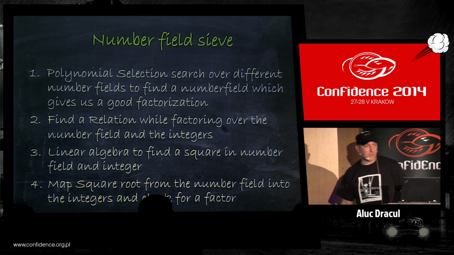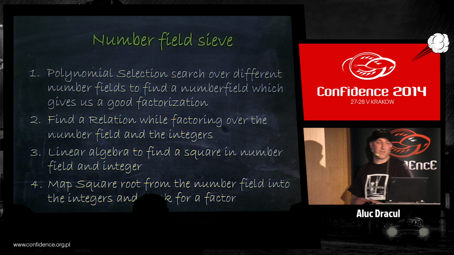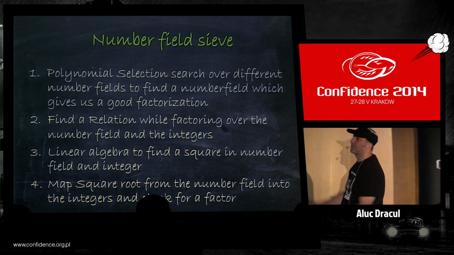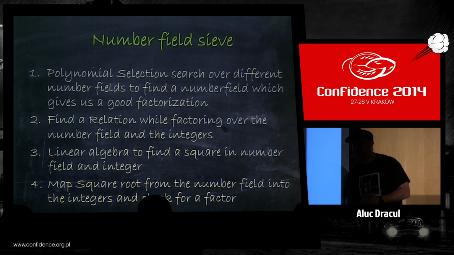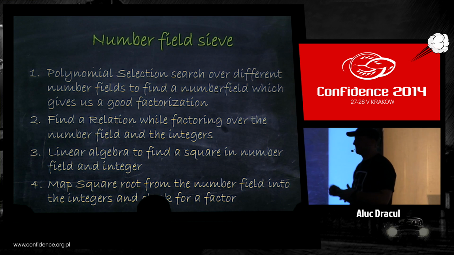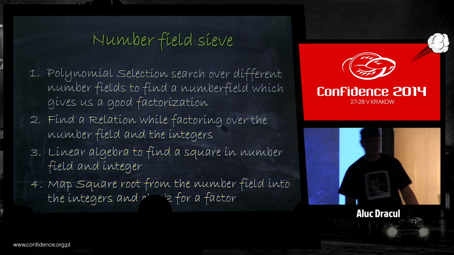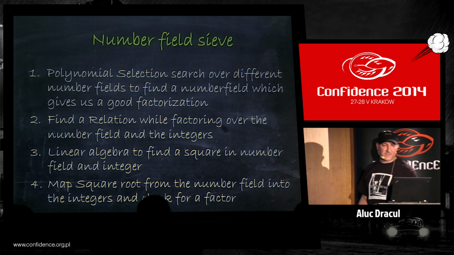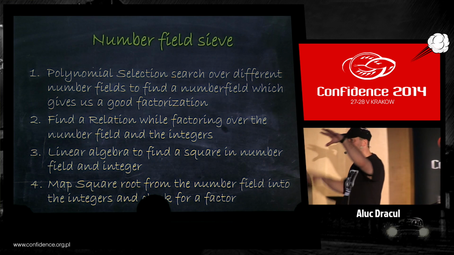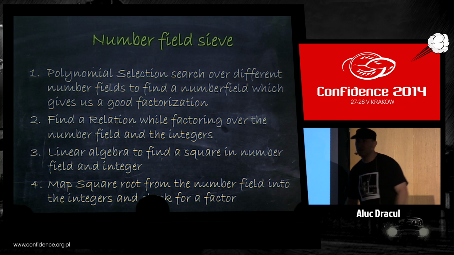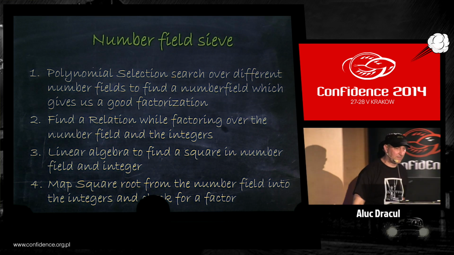What you have to do is a polynomial selection, a search over different number fields to find a number field which gives us a good factorization. So you build up several number fields and you try to find number fields which give you a good factorization, where the number of number fields is more than 1, right? Like 3, 4, 5, 6, 7, 200, 10,000. We find a relation by factoring over the number fields and in the integers. So we check if we found some related stuff in between several number fields, not just in one, which makes it more advanced, especially in the time of Amazon.